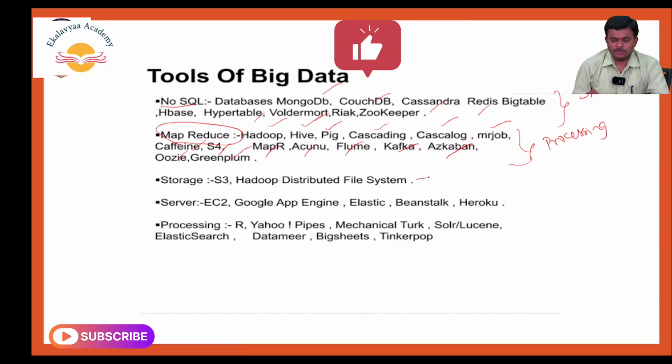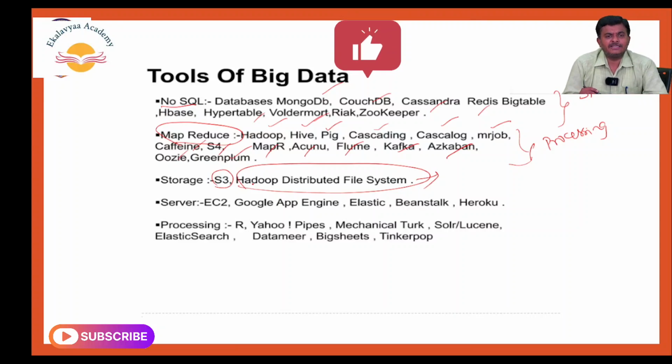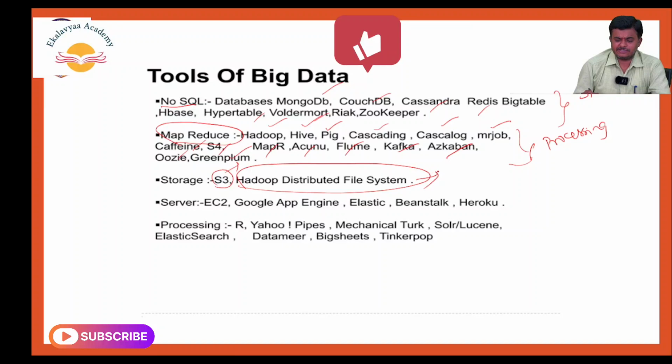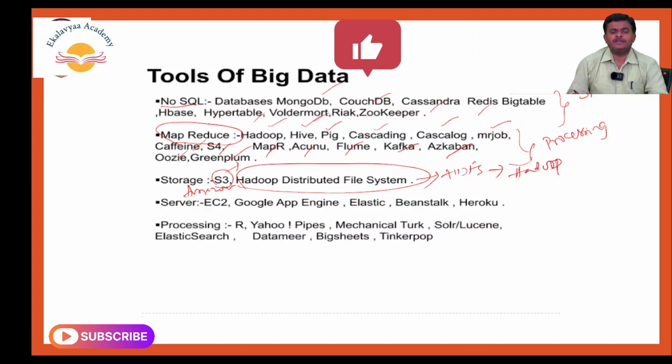Next, also storage. We can use several available methods for storing large volumes of data. S3 is from Amazon, the Simple Storage Service, and HDFS, the Hadoop Distributed File System, is a storage system supported by Hadoop. It stores data in a distributed fashion, and hence we call it the Hadoop Distributed File System.